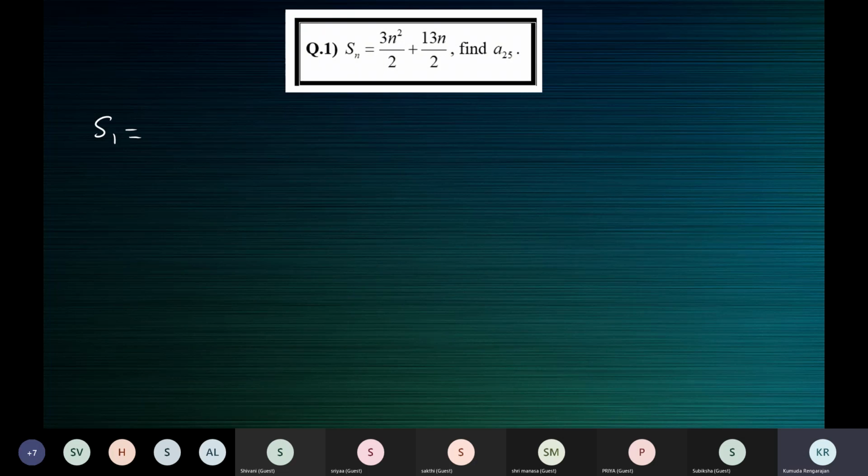Once you get S1, let me know what's the value of S1. Eight, ma'am. Okay, S1 is 8. What does that indicate? S1 is 8 means A1 is 8. A1 or A is 8. Very good. Find S2.